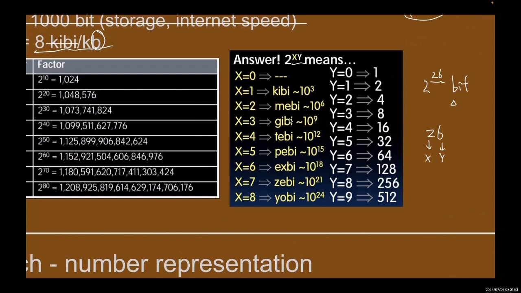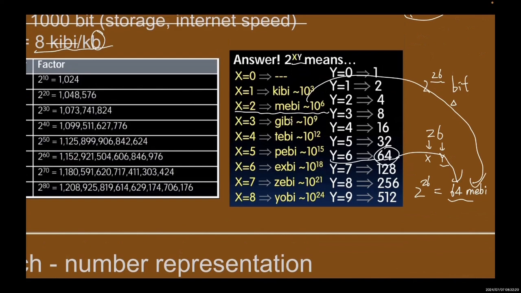Okay. And so x equals 2, right? And we got this, and y equals 6, and we got this. So 2 to the 26 is equal to 64 b. Okay, so you just go from 64 to here, and this goes to here, right? Is this clear?